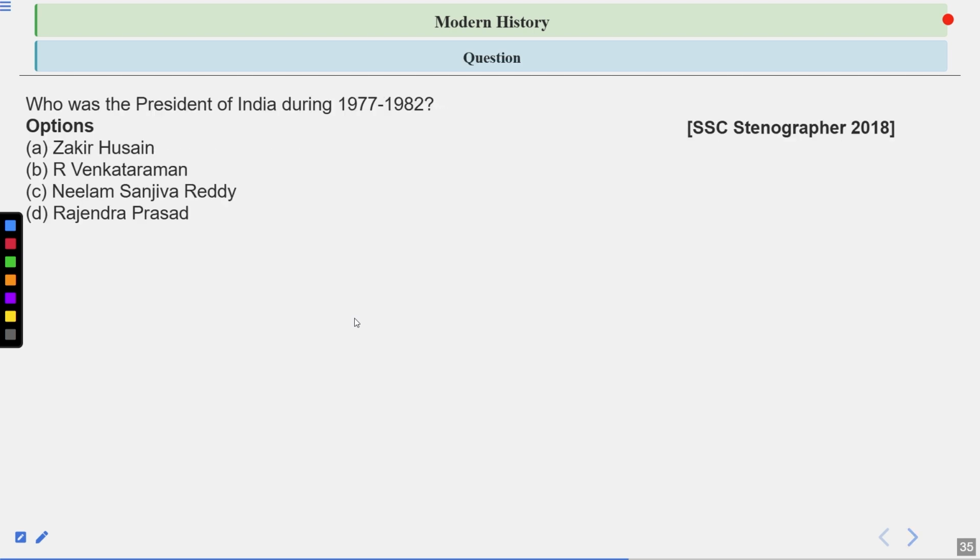Next question is, who was the President of India during 1977 to 1982? Options are Zakir Hussain, R. Venkataraman, Neelam Sanjeeva Reddy, Rajendra Prasad. 10 seconds are there to answer. Time starts now.